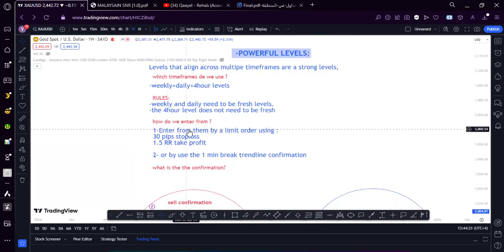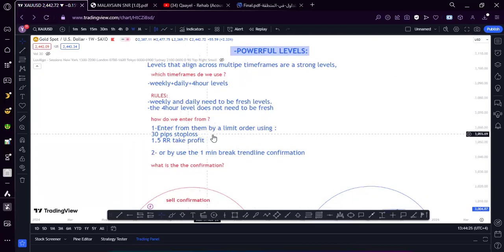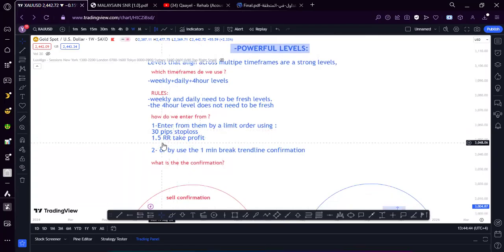And how do we enter from these powerful levels? We enter from them by a limit order, using a sell limit order or a buy limit order depending on the level. If we are on the V-shape level or A-shape level, we use 13 pips stop loss and 1 to 5 risk to reward take profit.